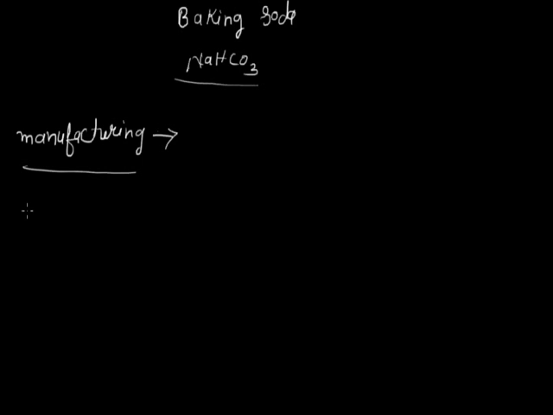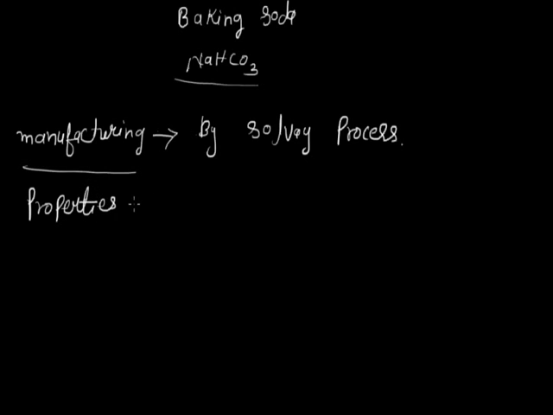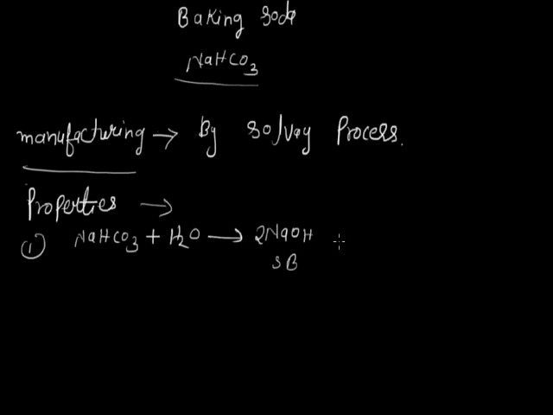Now we will discuss the properties of sodium bicarbonate. The first important property is that it is a white crystalline substance that forms an alkaline solution with water. Sodium bicarbonate plus H2O gives sodium hydroxide, a strong base, and a weak acid, carbonic acid.